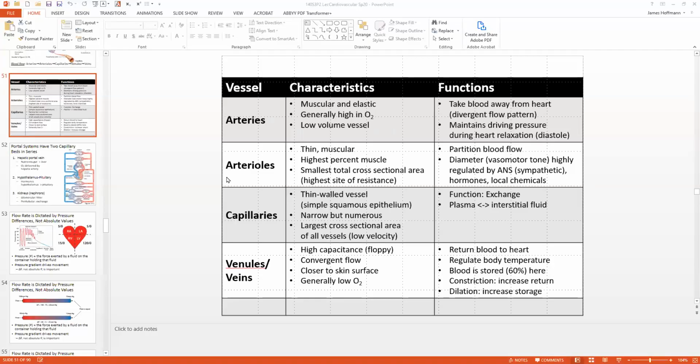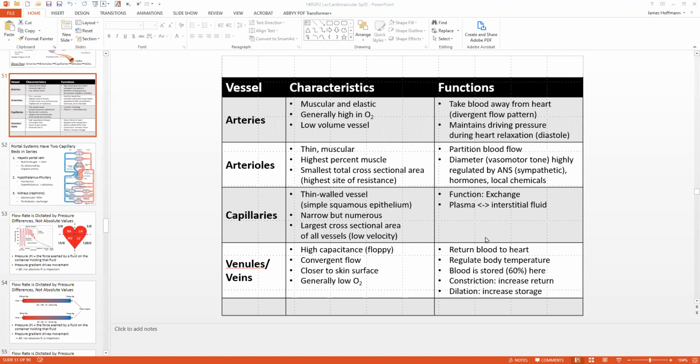So for the vessels, instead of 5 sets like you would in anatomy, because functionally the veins and venules are the same thing for the most part, structurally they're a little different, but you can group them together functionally. So we'll just worry about 4 sets of vessels: the arteries, the arterioles, the capillaries, and the venules and veins together.